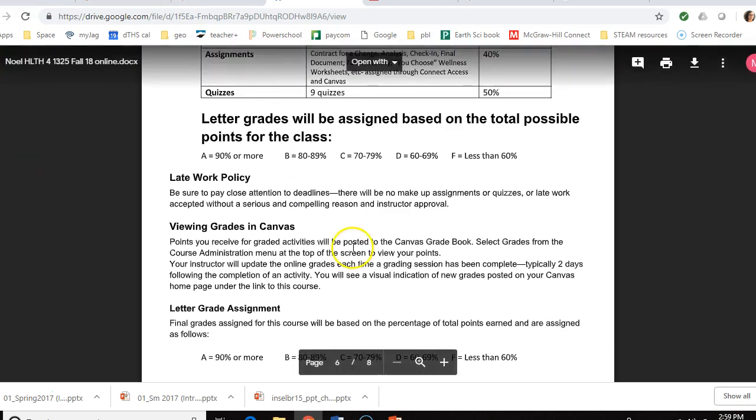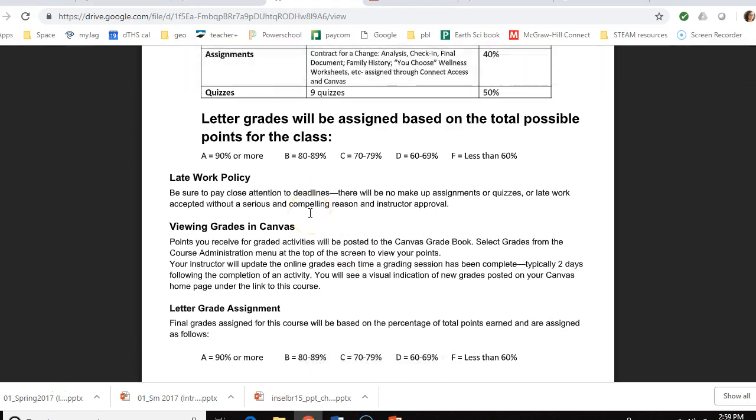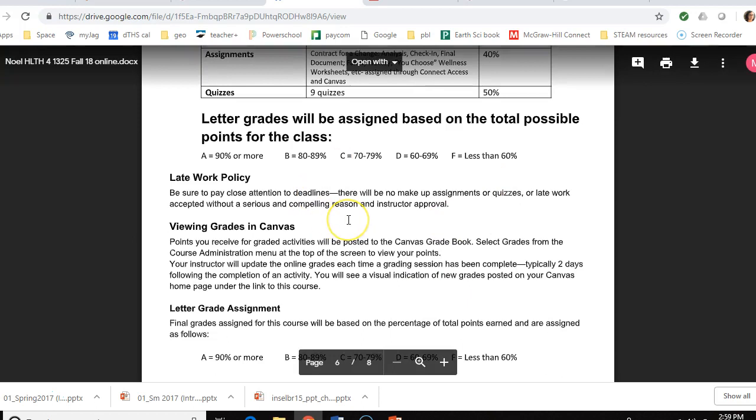So do make sure you are checking those deadlines. Just because it's due by 8 a.m. on a Monday doesn't mean you can't get it done the Wednesday before and then you're done with everything, okay? So make sure you pay attention to that.